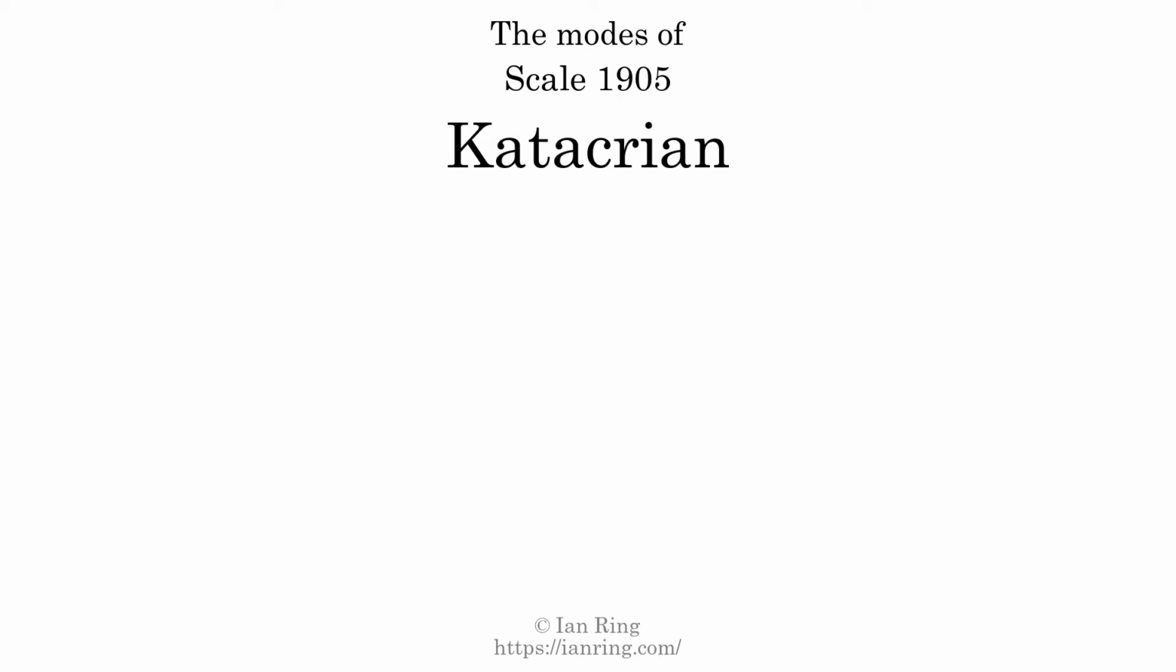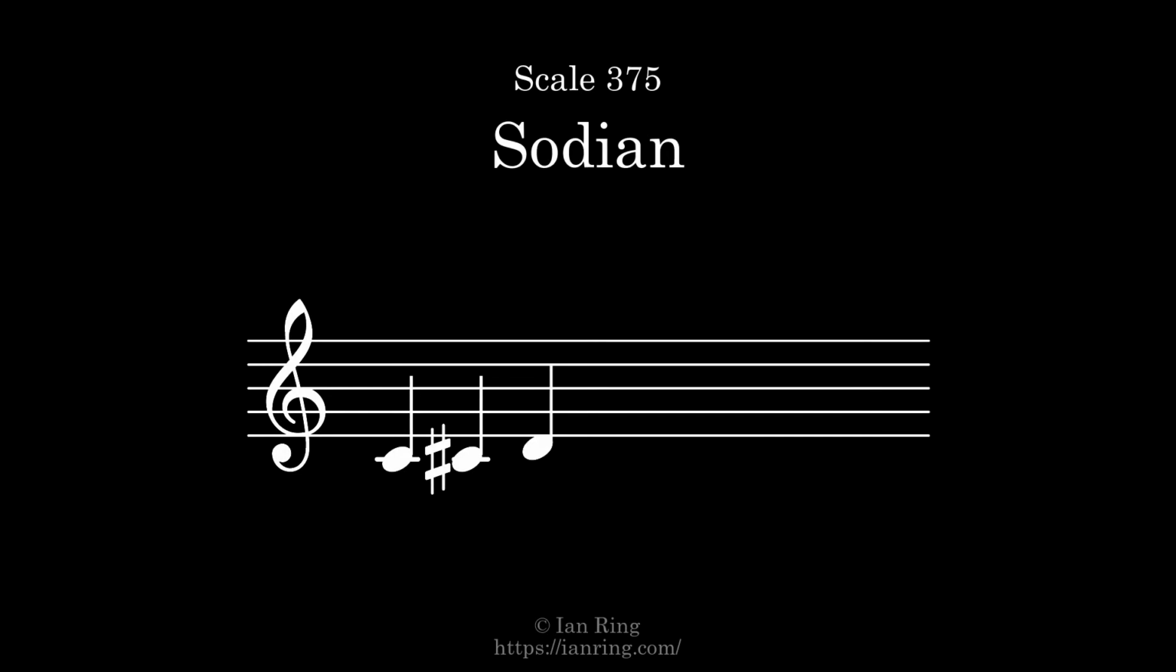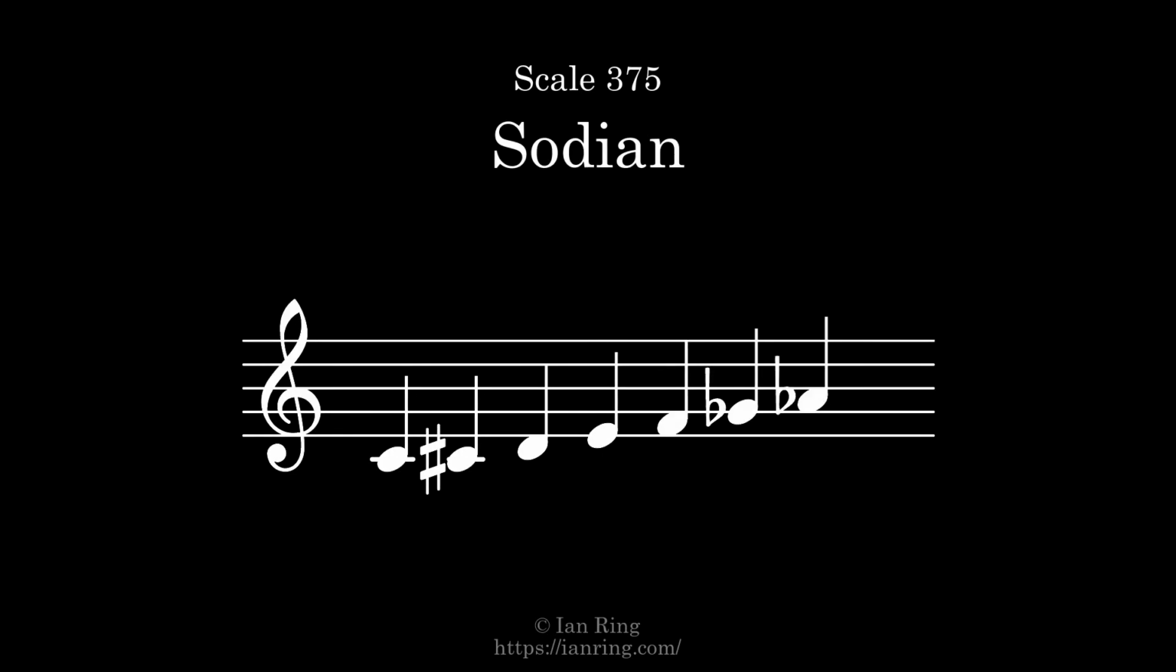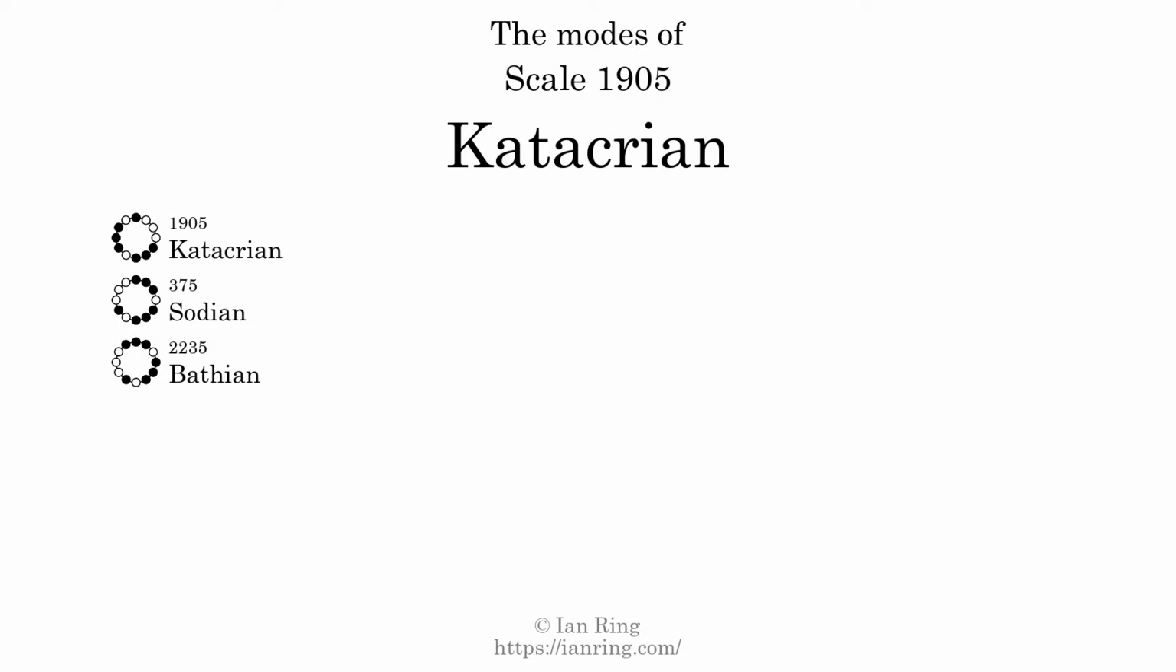This scale has 7 modes. The first mode is itself. The second mode is scale 375, also known as Sodian. It sounds like this. The third mode is scale 2235, also known as Bathian. It sounds like this.